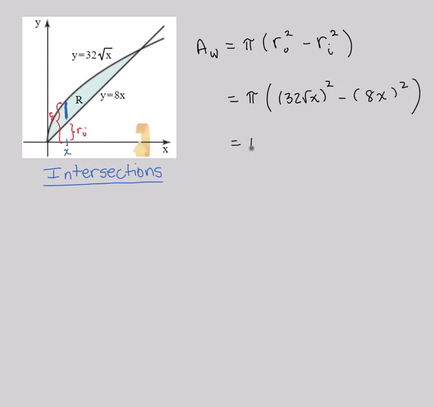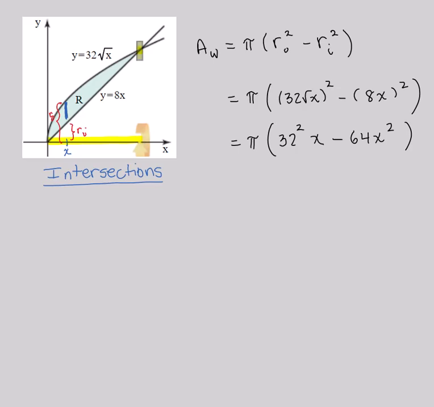We'll simplify this a little bit. 32 squared, we'll figure that out in a minute, multiplied by x minus 64x squared. So there is the area of the washer. We now are going to integrate that for x equals 0 to whatever that intersection point is right here.